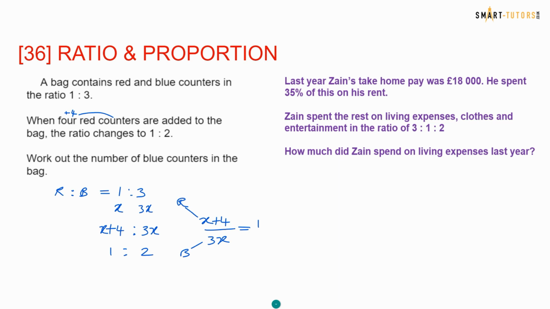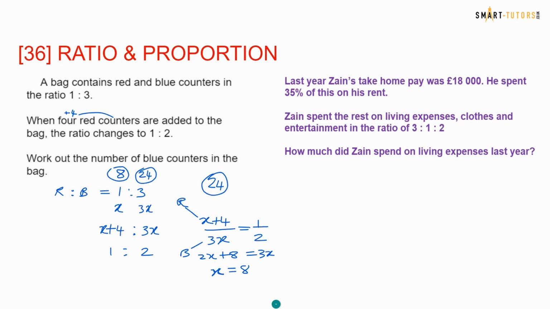equal to the 1:2 ratio. Cross multiply, so 2x plus 8 equals 3x. Then if you rearrange, you get x equal 8. So x equal 8 means initially 8 red counters and 24 blue counters in the bag. So they're asking to work out the number of blue counters, which is 24. That is the answer for the first question.